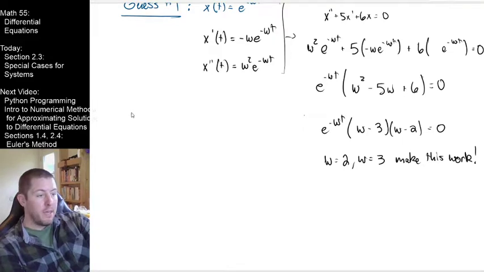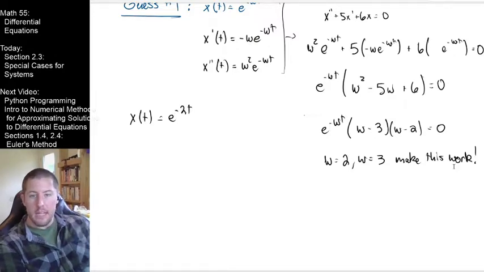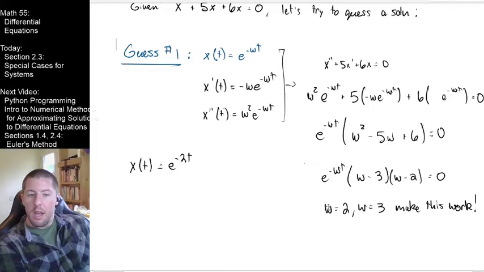So it seems to me like we are finding here that x of t equals e to the negative 2t would be a plausible solution for x. I just found that 2 works when we guess e to the negative wt is a solution. So e to the negative 2t should be a solution.